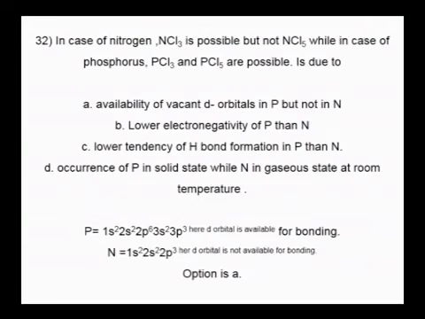32nd question. In case of nitrogen, NCl3 is possible but not NCl5, while in case of phosphorus, PCl3 and PCl5 are possible, is due to.